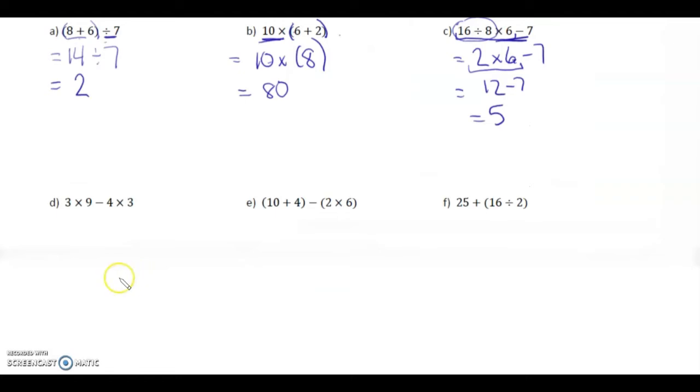Okay, D. We have 3 times 9 minus 4 times 3. So the multiplication comes first before the subtraction. So 3 times 9 is going to be 27. And then we can either bring down this negative, or you can consider this as negative 4 times 3, and we get 12. So we're going to have 27 minus 12, and we get 15.